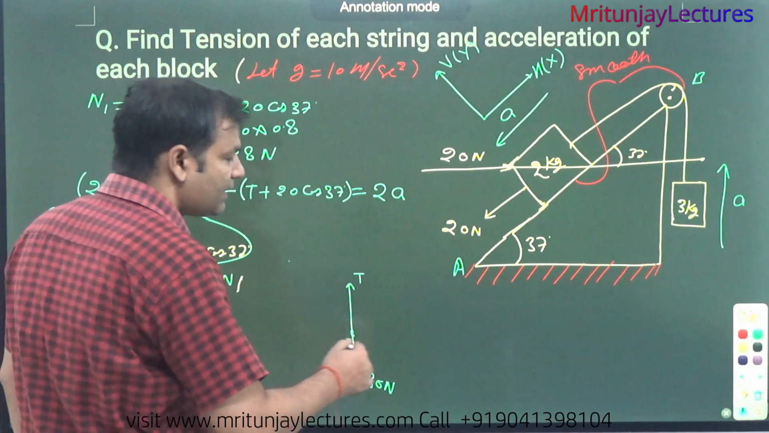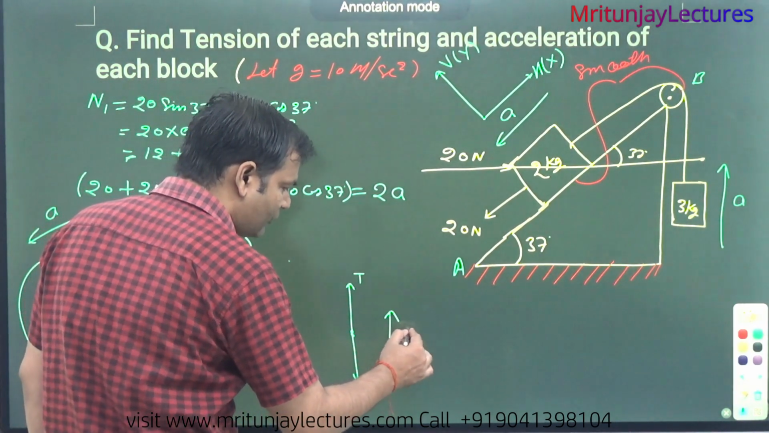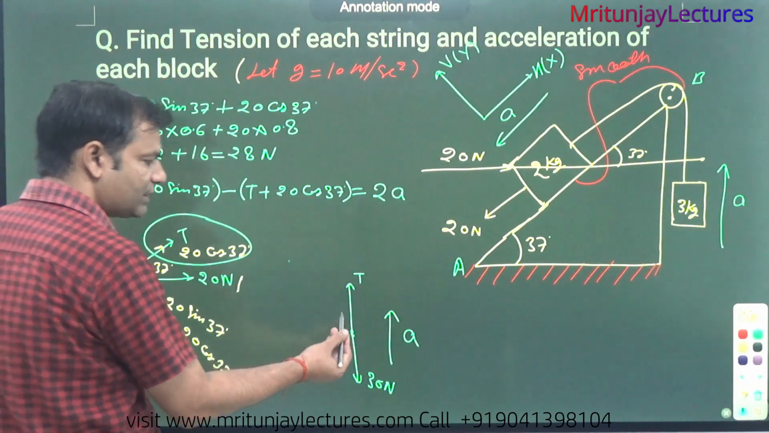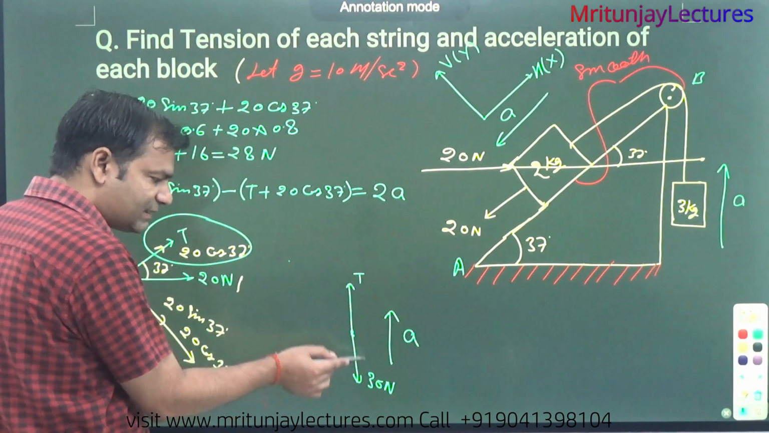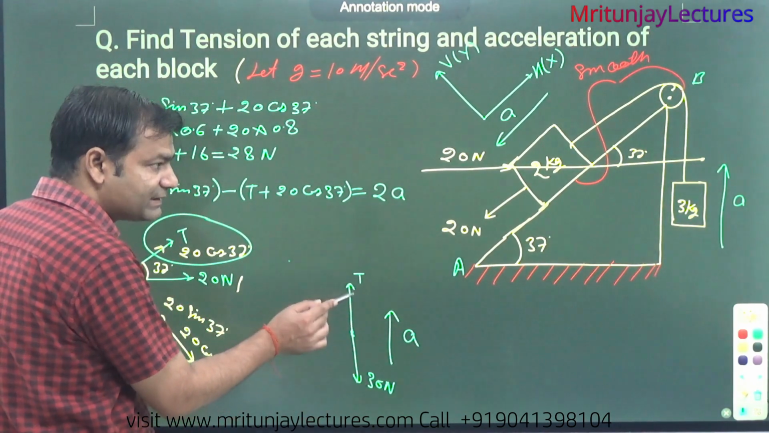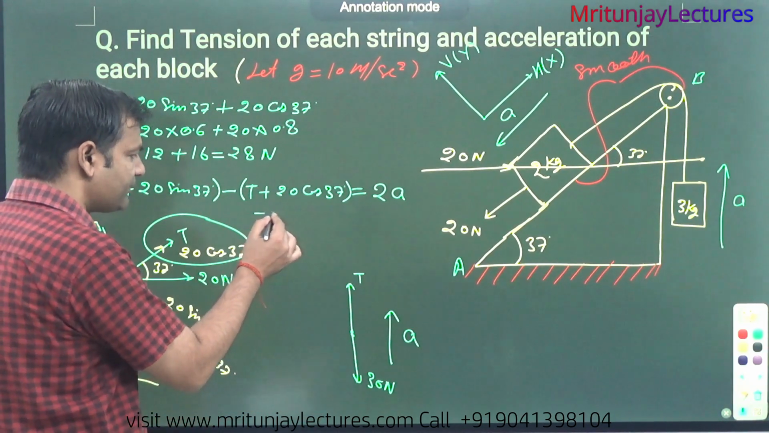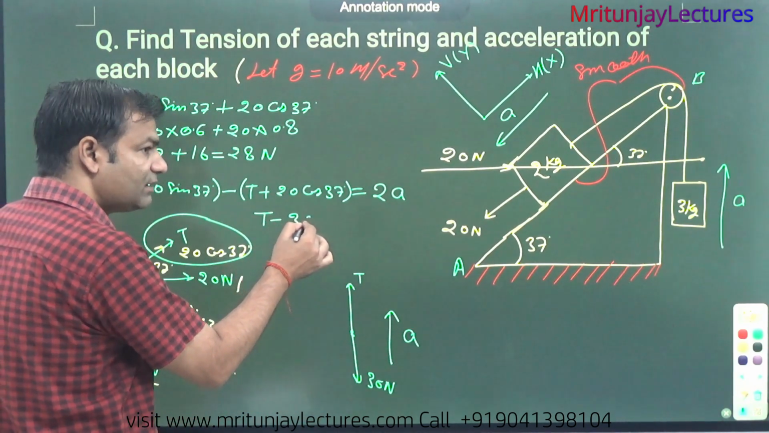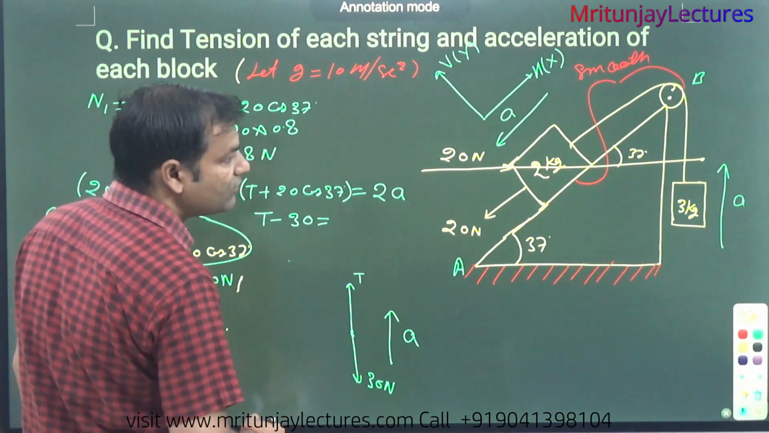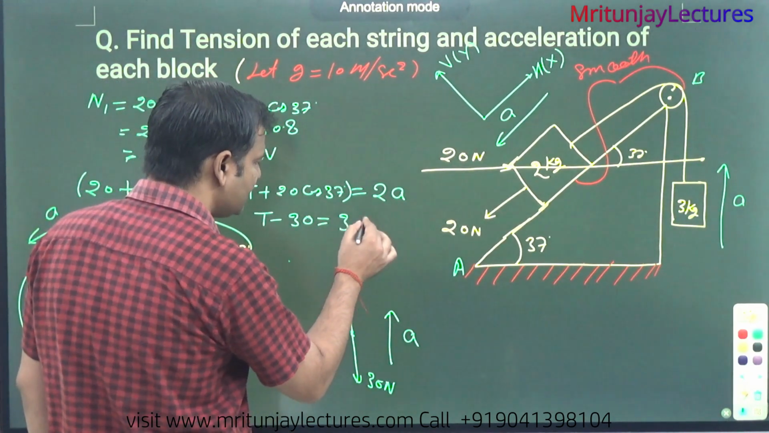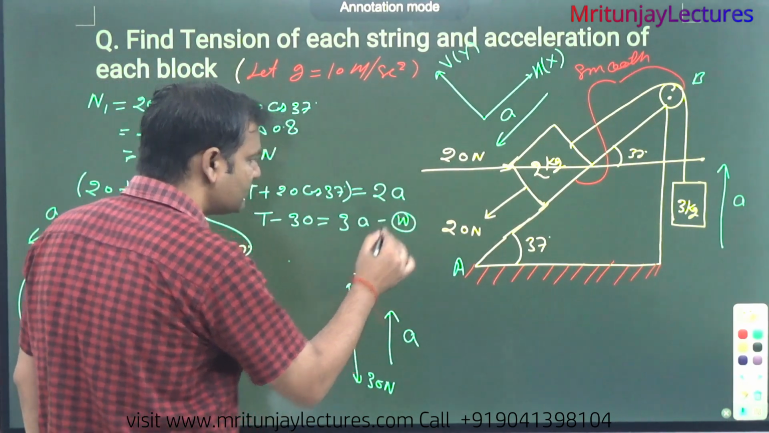Now next one, this block is moving in the upward direction. So you can say that it is only possible if T is greater than 30 Newton. It means T minus 30 is equal to mass times acceleration, 3 into A. That is equation number 2.